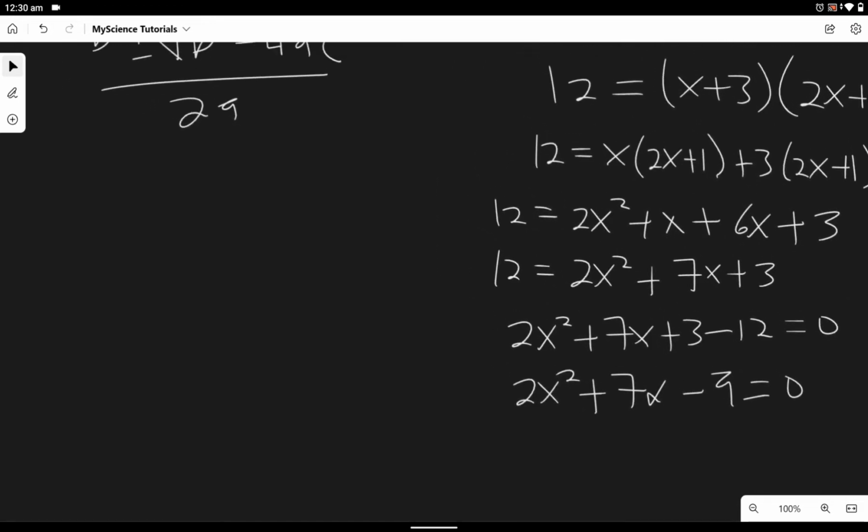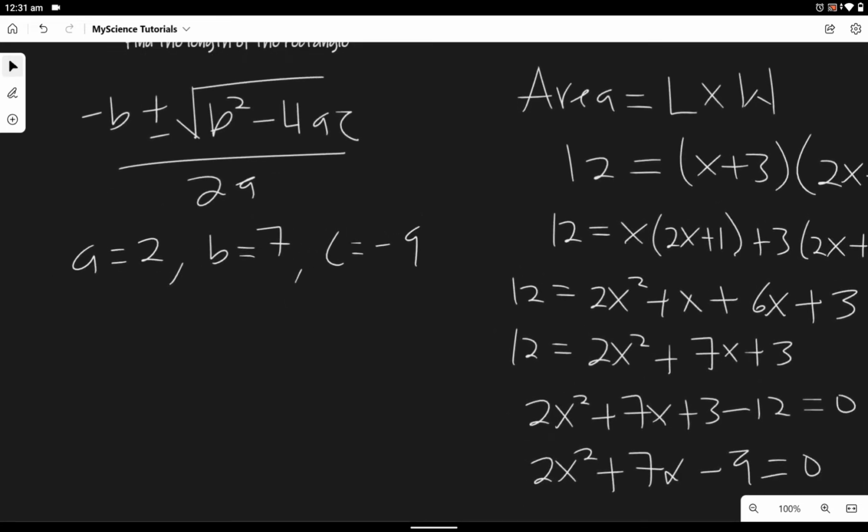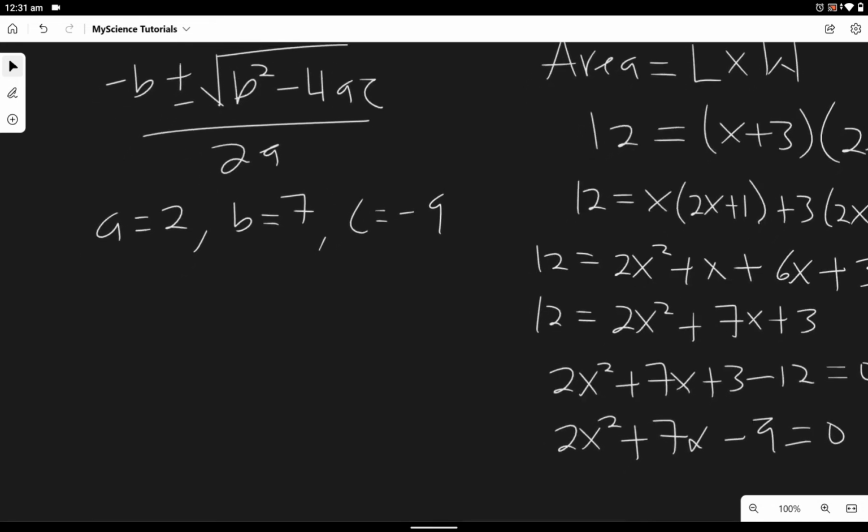Now the equation we have is 2x squared plus 7x minus 9. So from the equation, it means that our a value, which is the x squared term, is 2. Our b value, which is equal to the x term, is 7. And then our c value is equal to negative 9. So now that we have our parameters, we can go ahead and substitute them into the formula that we've written at the top over here to find our answer. So let's go ahead and look at how we do that.